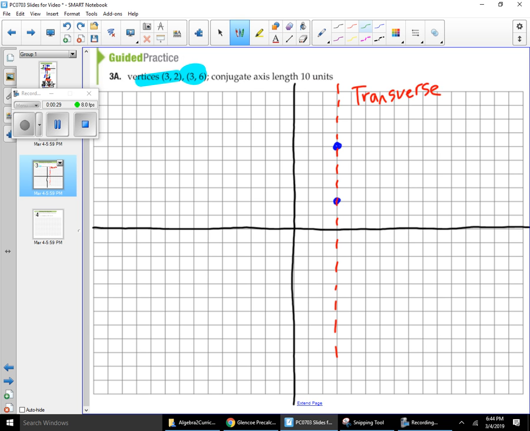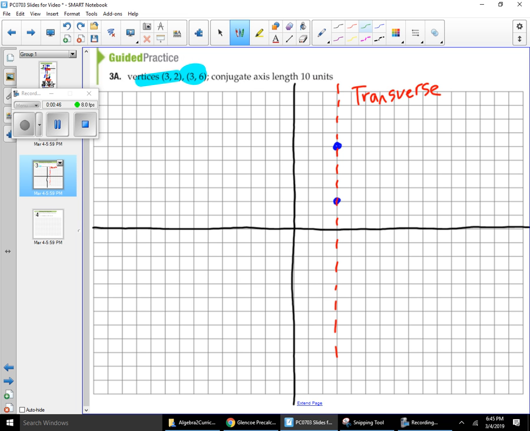Transverse. Spelling is hard. It's also enough to tell us my hyperbola opens up and down. It is a vertical orientation. So that's great. We also are able to find the center from this piece of information.